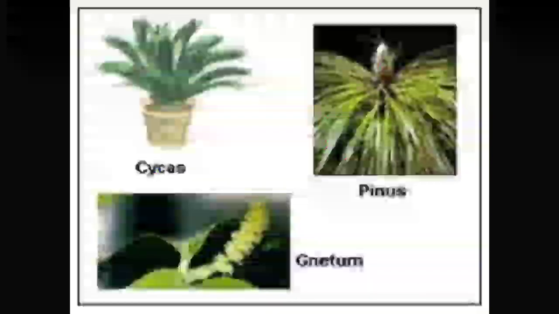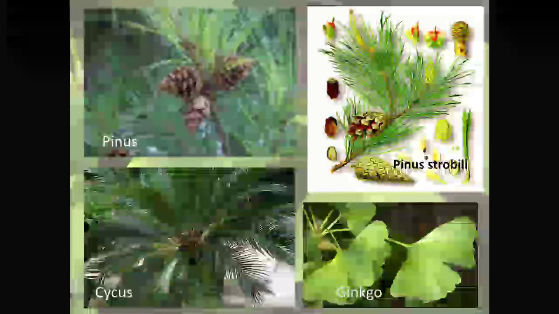You can see in this picture the cycas plant, Cycas revoluta. Pinus plant having a pinus cone is there. And gnetum plant, gnetum is a shrub-like structure. These are three very common plants that you can see in a botanical garden, any garden which has ornamental plants that come under the gymnosperms. You can see here the pinus plant, pinus cone, pinus strobili.